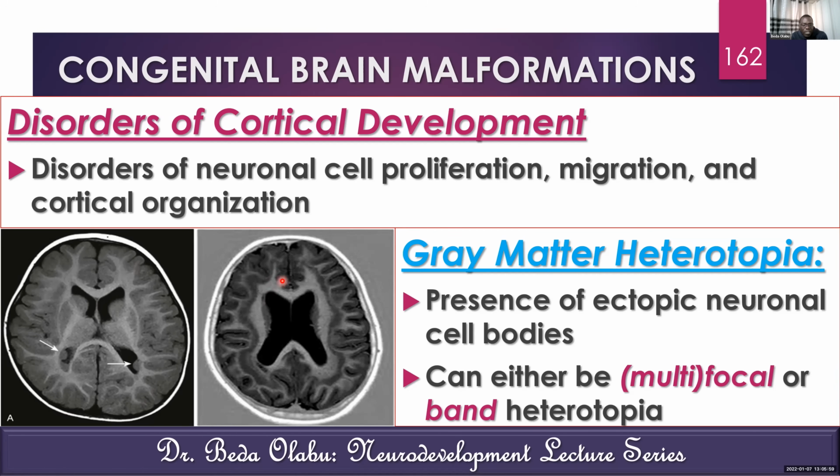For example, in this second image, we see a band of gray matter in the white matter. So this is band gray matter heterotopia. In this other one, we see gray matter just next to the ependymal lining there, like that one, or even that one. So this is still gray matter heterotopia. These could be focal, multifocal, or band gray matter heterotopia.